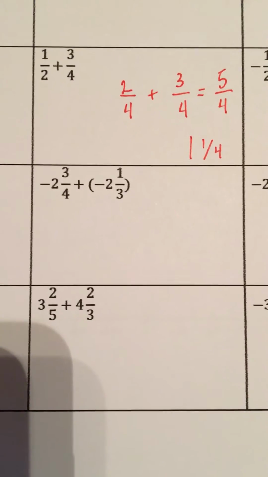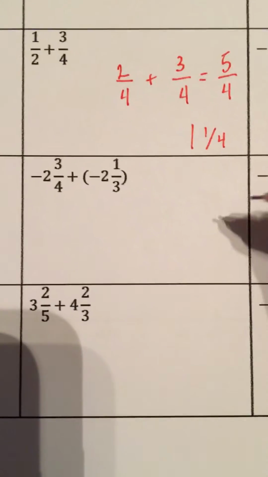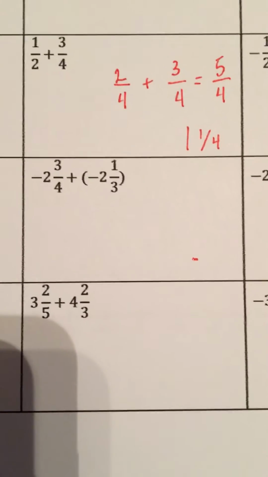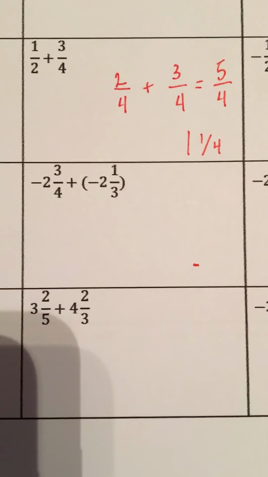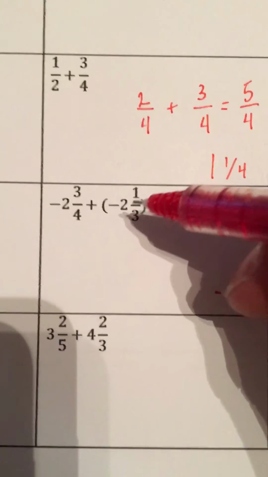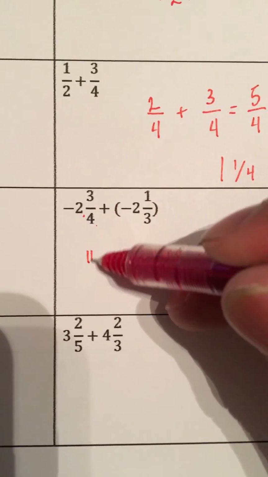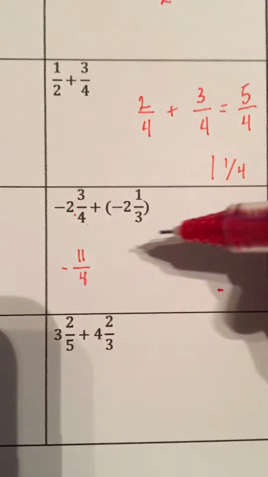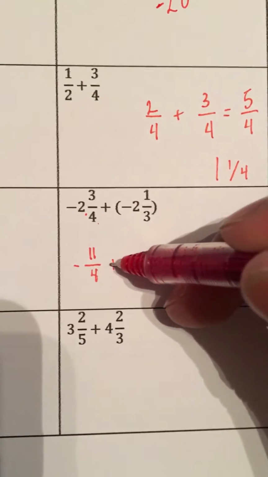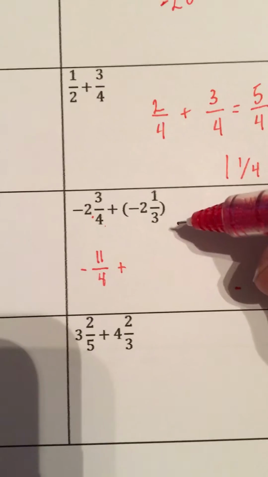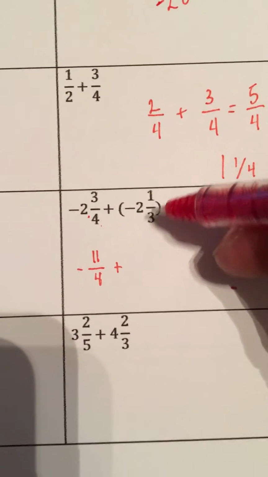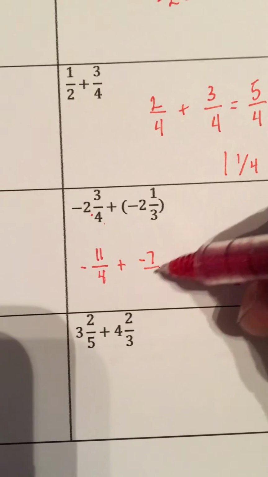-2 and 3/4 plus -2 and 1/3. I can tell already that my answer is going to be negative, because I'm adding a negative and another negative. I'm going to convert both of these into improper fractions first. So 4 times 2 is 8, plus 3 is 11/4. So -11/4, plus -2 and 1/3. 3 times 2 is 6, plus 1 is 7. So -7/3.